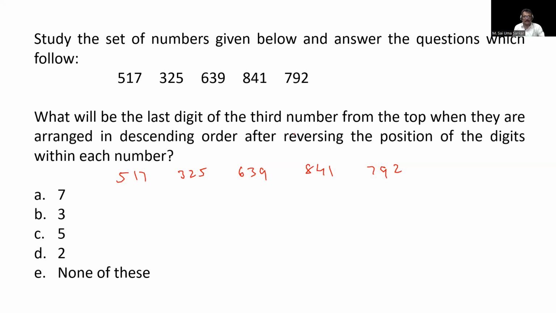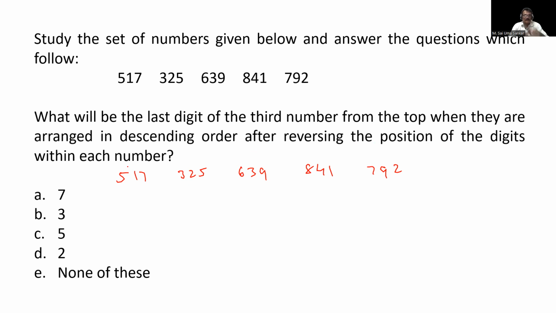Okay, either ascending or descending. Why? Because here only 5 numbers are there. From the top, when they are arranged in descending order, whatever it is, here only 5 numbers are there, either ascending order or descending order. The third number will be the middle number. Okay, after reversing the position of the digits within each number.